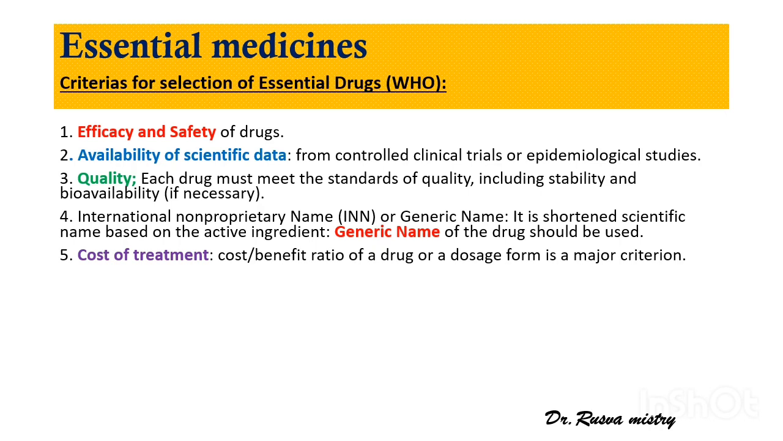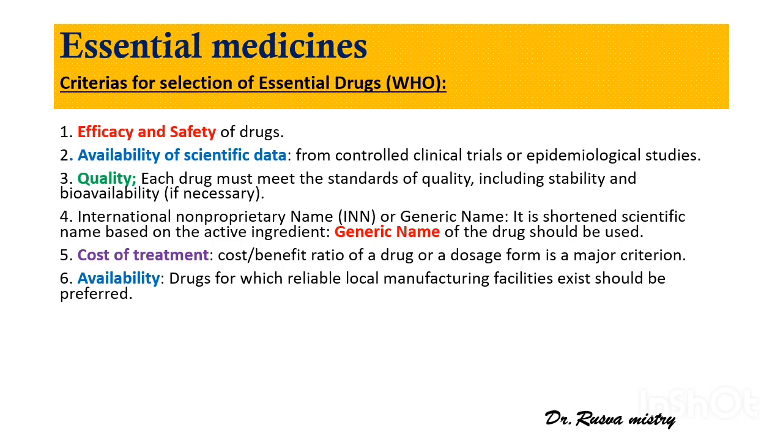Cost of treatment, the most important part. Relative cost effectiveness is a major consideration for choosing medicines within the same therapeutic category. In comparisons between medicines, the total cost of treatment, not only the unit cost of the medicine, must be considered and compared with its efficacy.